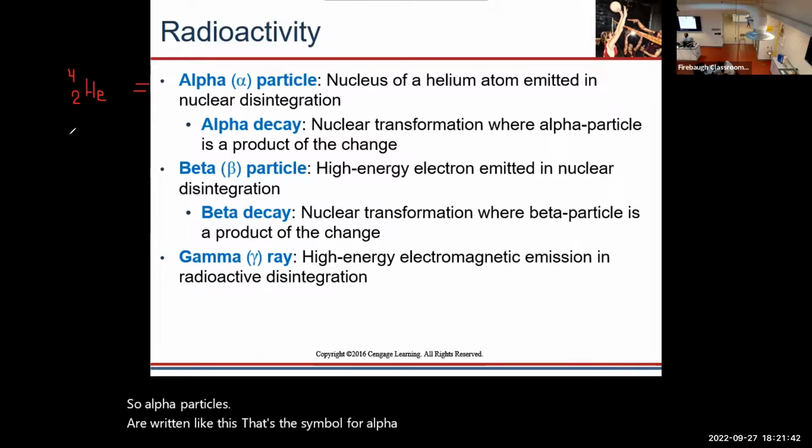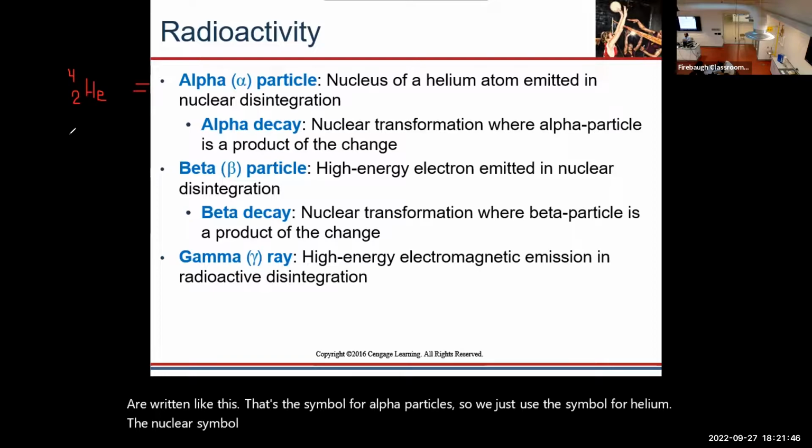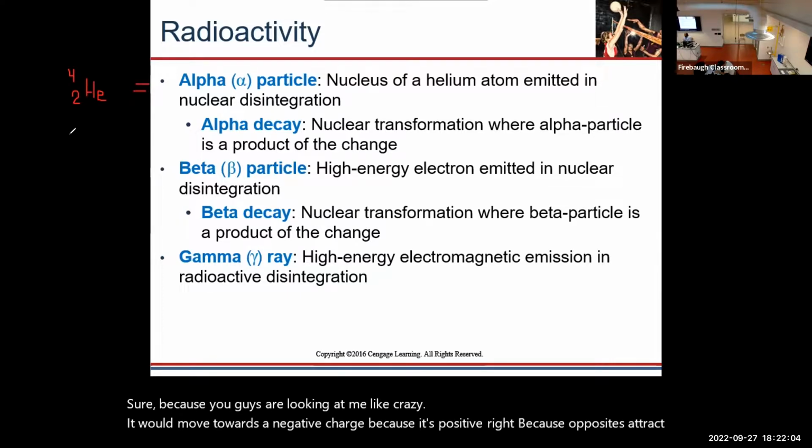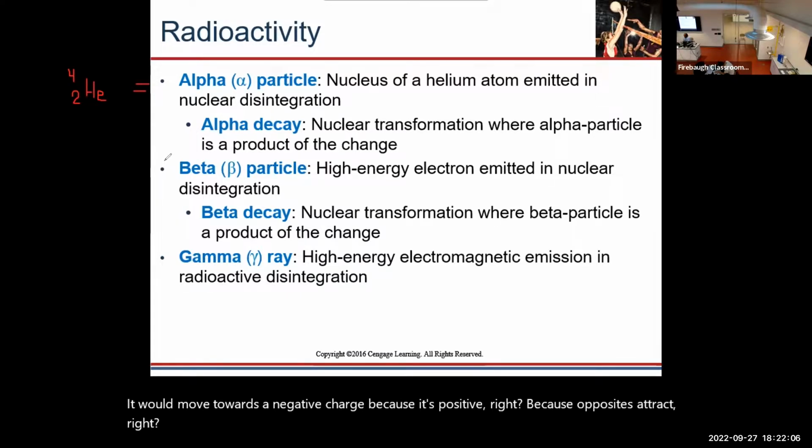So we just use the symbol. It would move towards a negative charge. It's positive, right? That's opposite. Okay.